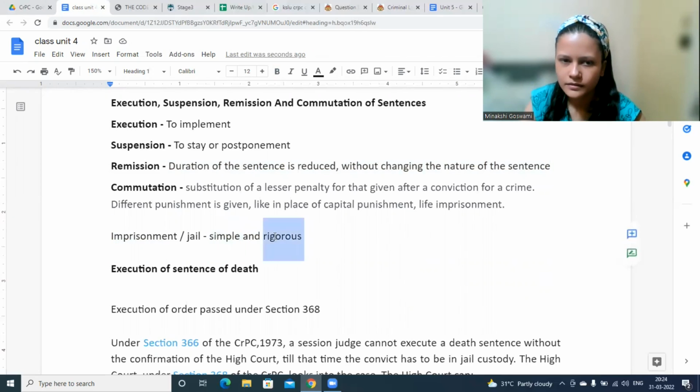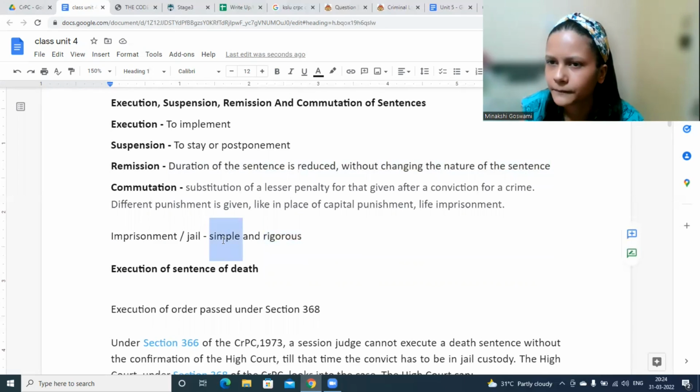I studied IPC. So simple imprisonment and rigorous imprisonment. Rigorous means a severe punishment. Severe for more than 3 years? Actually, it might be for any duration. Okay, simple basically means it's just a simple imprisonment.